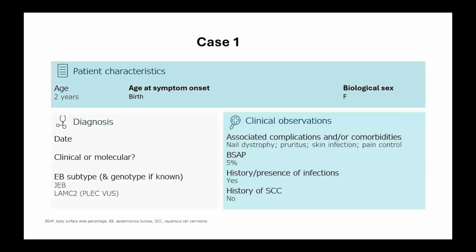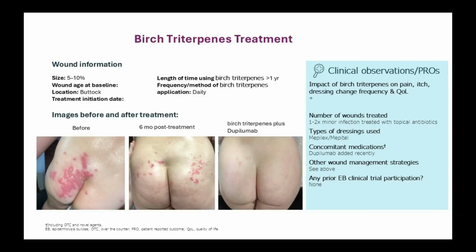junctional EB due to LAMC2 mutation. The baby has had multiple complications due to infection and poor pain control. You can see before and after photos on this slide, before we started the Birch Triterpene treatment on the left side, as well as a 6-month post-treatment.